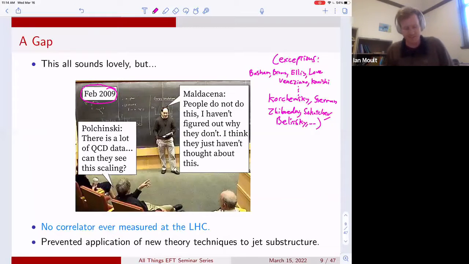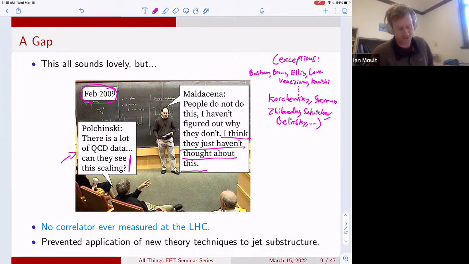But there's this nice exchange shown here at the KITP, and these are the real wordings of these people taken from a video. Polchinski asked, well, this is a very nice picture here, but of course there's a huge amount of QCD data, and can you see this scaling behavior, for example, predicted by the OPE? And then Maldacena's response was, people do not do this. I haven't figured out why they don't. I think they just haven't thought about doing it in this way.